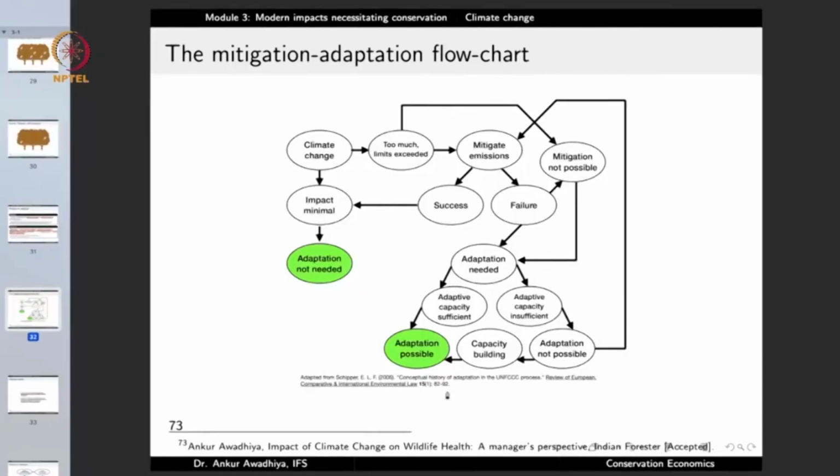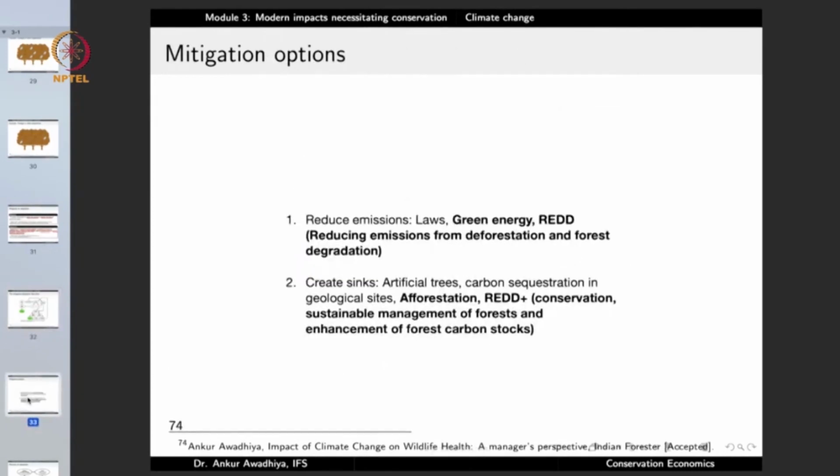So these are the options that are there. So mitigation and adaptation both need to be tried. The first option is of course mitigation. You try to ameliorate the climate change. But if that is not possible, then as a society, adaptation might be our only option. So, what are the mitigation options that we have as a society?